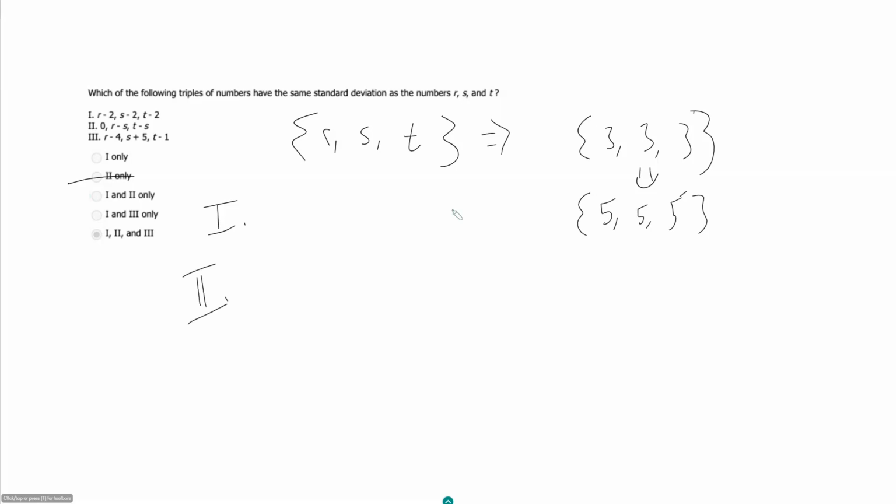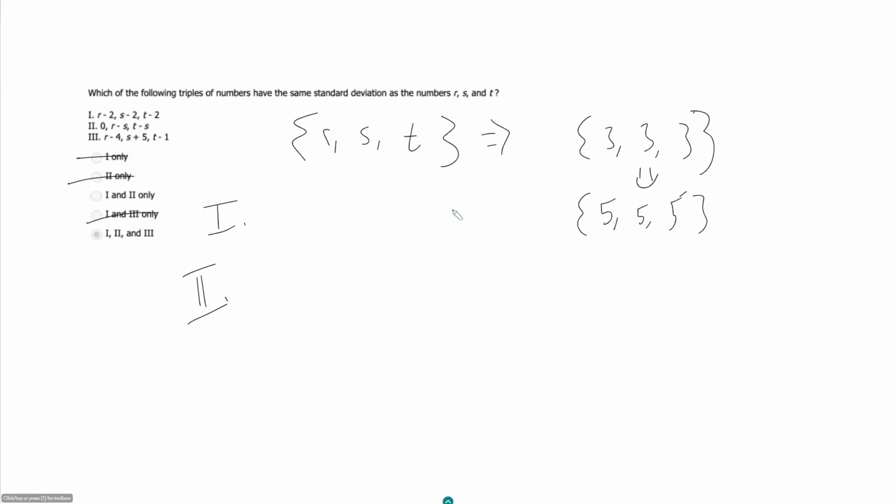Statement 2 says 0, r minus s, t minus s. So what did they do here? It looks like they subtracted s from every single one of our terms, and s minus s is 0, which is how we got this guy. And so that's the same thing we did in 1, just with a different value. So 2 should also be true, and we can eliminate A and D now.